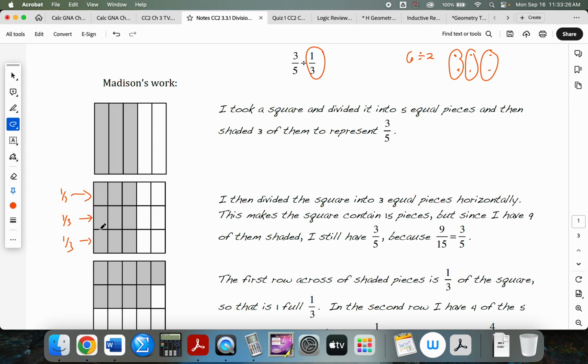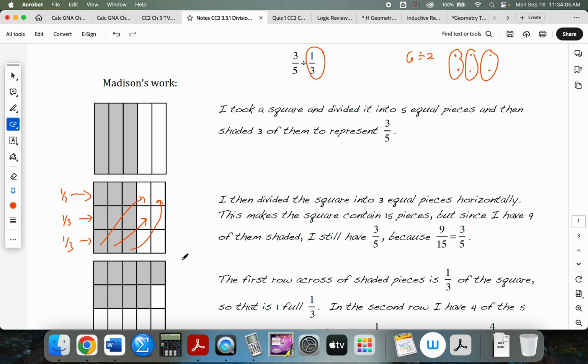And that's why she divided this equally this way. Okay, now she still has 3/5 because 9/15 is 3/5. So that's why it's legal. She hasn't changed how much she has shaded. And then what she did was she rearranged this. She moved, let's say that she moved these 2 up here. She moved 2 of them up to the top row and 1 of them to here.